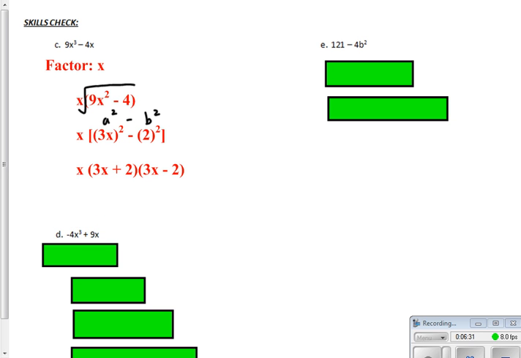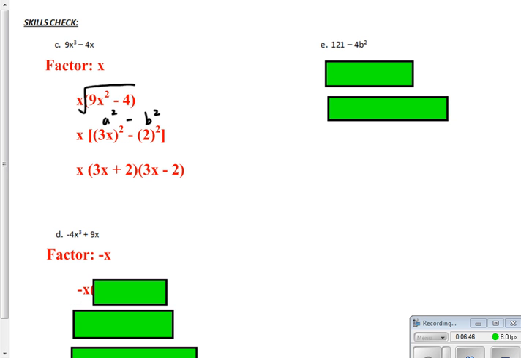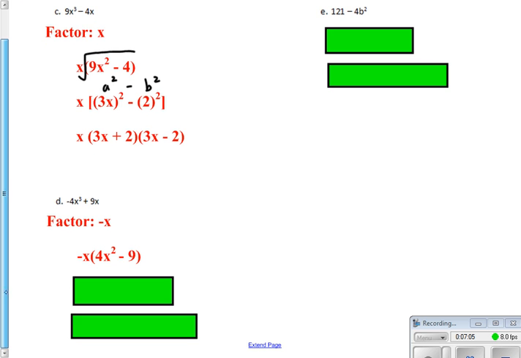Or you could simply factor something out right away. And I know I can take an x out of both terms, but I could also factor out a negative 1. So I could factor out a negative x. When I factor out the negative x, this is no longer negative 4x cubed. It is 4x squared. It is no longer 9x. It is negative 9. And again, a way to double check that is go ahead and distribute your negative x back in, and you would find out that you'd be left with the same thing you started with there in D.